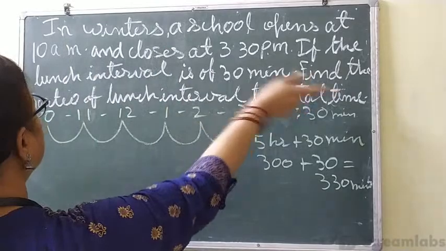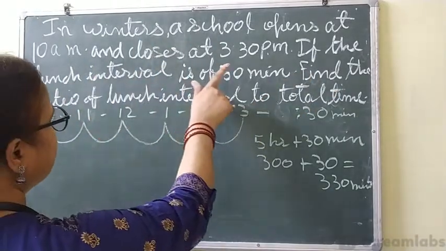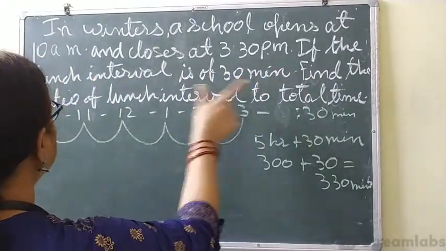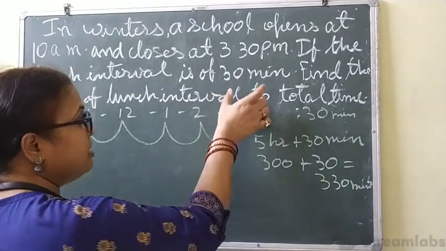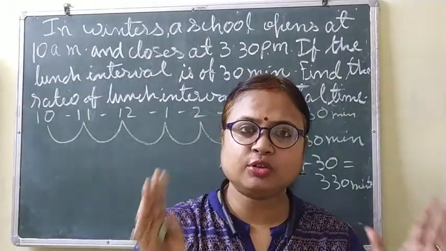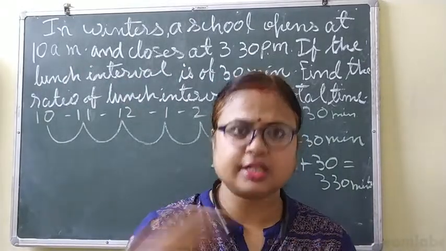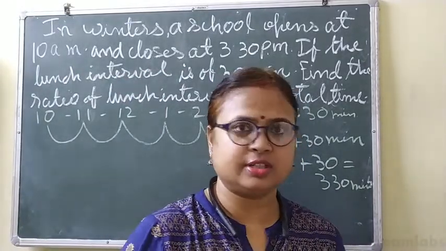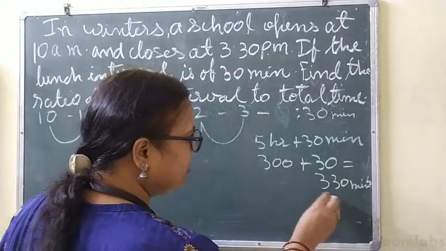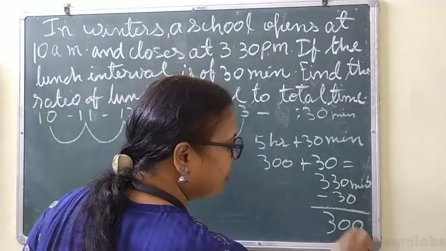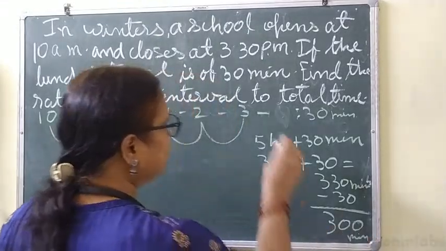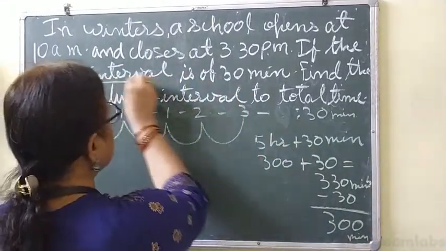In winter, a school opens at 10 a.m. and closes at 3:30 p.m. If the lunch interval is 30 minutes, then from the total time we will take out the lunch interval. If we take out the lunch interval, then we will get 300 minutes.